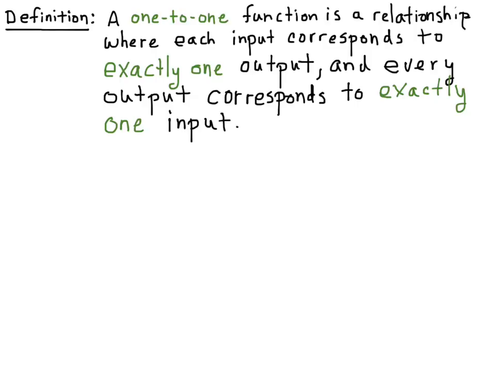So when I tell you what the input is, you can find what the output is. If I tell you what the output is, you can say what the input is. And if you do have that kind of relationship, we call that one-to-one.